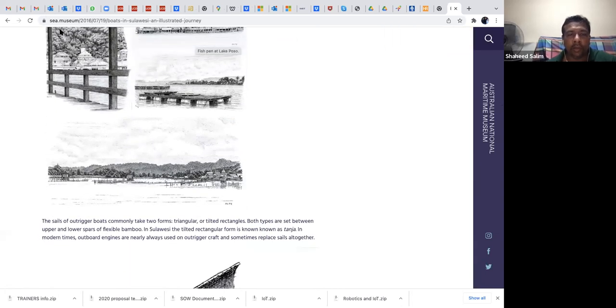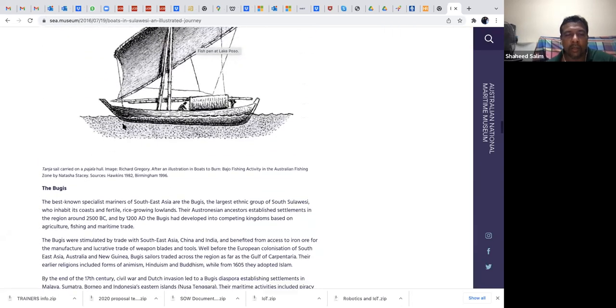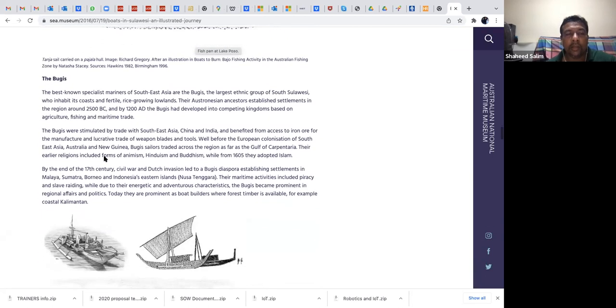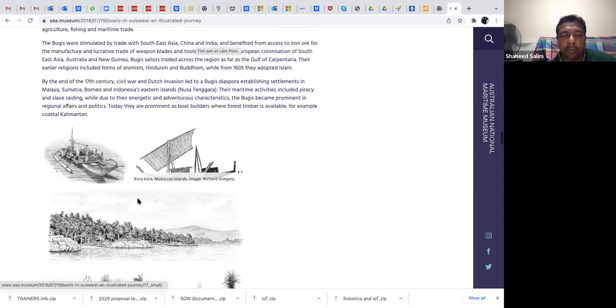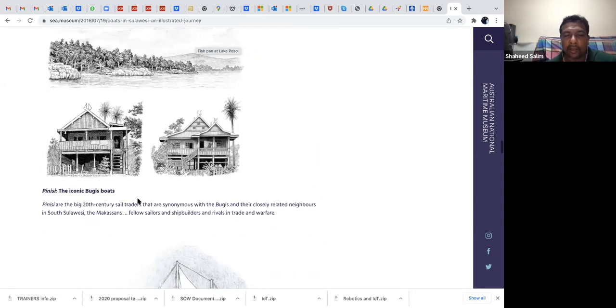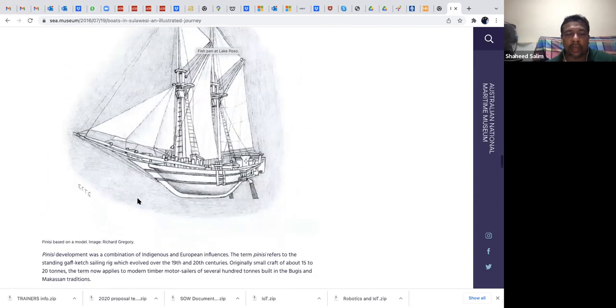Now, down here, this is the boat. So the Bugis. Can you see the Bugis? Best known specialist mariners. Mariner means what? Marina Bay, mariners. Mariners means people who are sailors, by the Bugis. And they are well known to be what? To travel, let's see. But of course, they did piracy. You know, piracy. You know, pirate, right? They churi, slave trading. And they were prominent boat builders, but they didn't mention about Australia. But they used to travel to Australia.